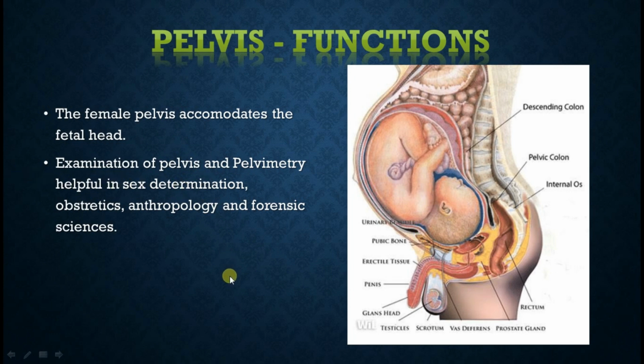Then, examination of the pelvis and measurement of its various dimensions, pelvimetry, is helpful in obstetrics, to tell whether the labor will be smooth or whether certain complications can be expected in childbirth. By looking at the pelvis, sex determination is possible, whether it is a male pelvis or a female pelvis, and the age of the person can also be determined.